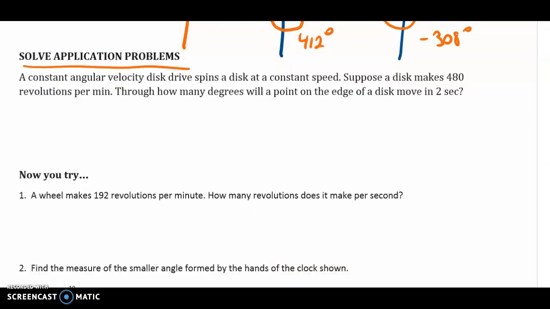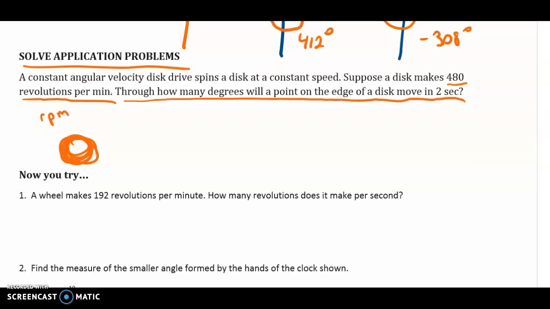Okay, now we're going to do some application problems here. And the first thing that I want to point out to you is that the disk makes 480 revolutions per minute. Okay, and you've probably seen this before in your car, the RPMs. That's what your engine's doing. And so what this means is it's going around 480 times every minute. So it says, through how many degrees will a point on the edge of the disk move in 2 seconds?